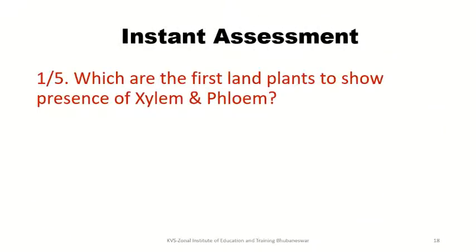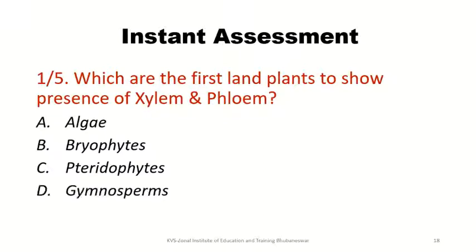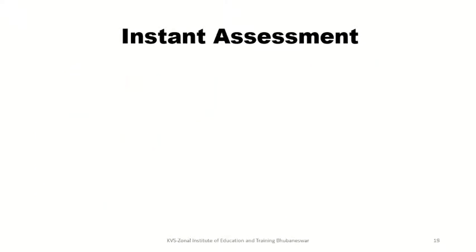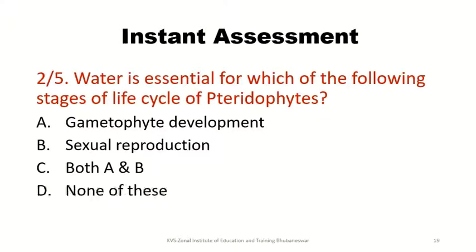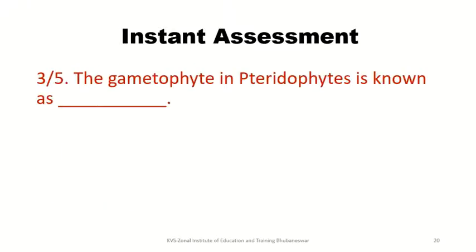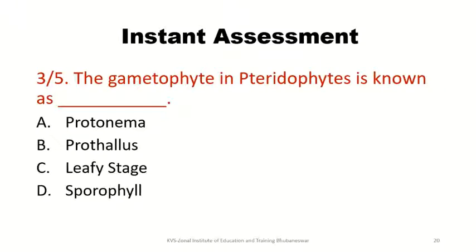Question 1. Which are the first land plants to show presence of xylem and phloem? The correct answer is C, Pteridophytes. Question 2. Water is essential for which of the following stages of life cycle of pteridophyte? The correct answer is C, that is both gametophyte development and sexual reproduction. Third question, gametophyte in pteridophyte is known as? The correct answer is B, prothallus.